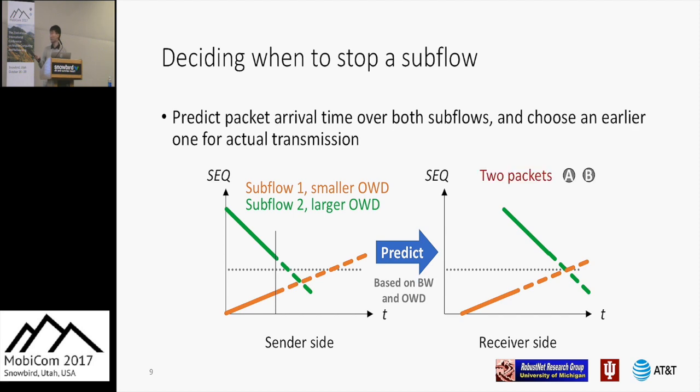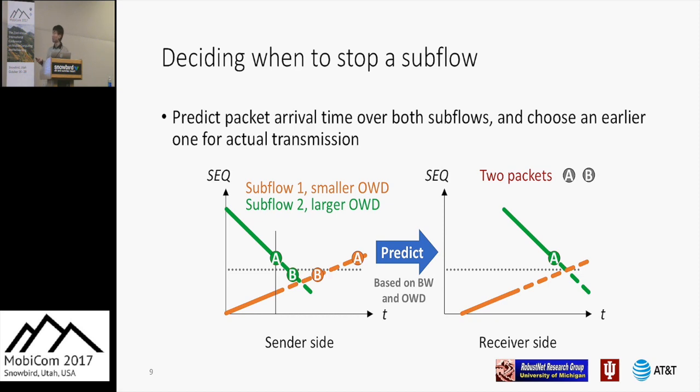Take two packets as an example, packet A and packet B. For packet A, DEMS has two options to transmit it: either on subflow 1, the orange one, or subflow 2, the green one. After the prediction, we find that the packet arrival time on subflow 2 is earlier than on subflow 1. So in this case, DEMS will choose subflow 2 to transmit this packet. And we can see that this is before the stopping point.